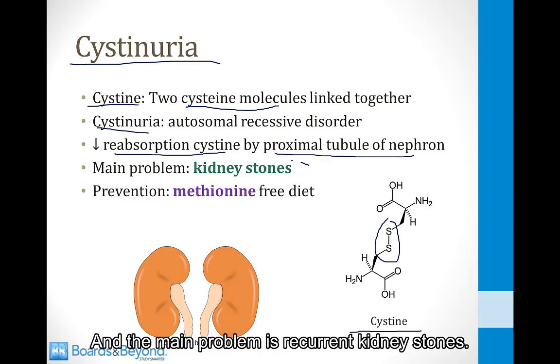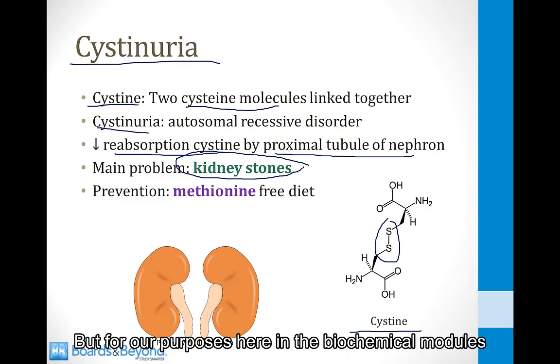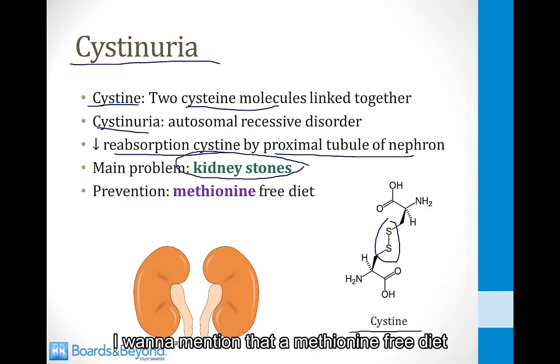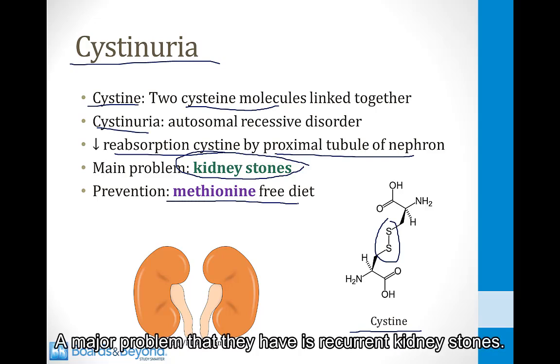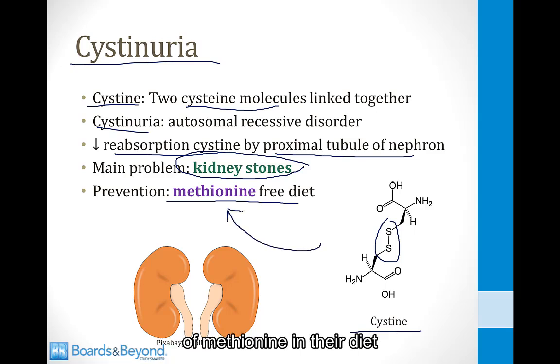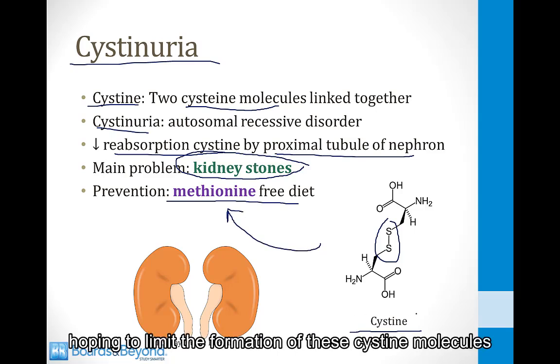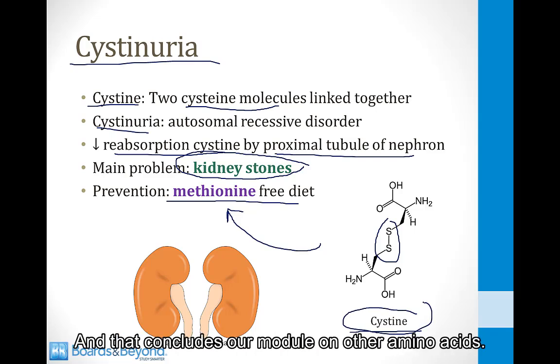And the main problem is recurrent kidney stones, and I talk about this in more detail in the renal modules on kidney stones. But for our purposes here in the biochemical modules, I want to mention that a methionine-free diet can be used to limit the kidney stones in patients who have cystinuria. A major problem that they have is recurrent kidney stones, and many of them will try to limit the amount of methionine in their diet, hoping to limit the formation of these cystine molecules and therefore limit the amount of kidney stones. And that concludes our module on other amino acids.